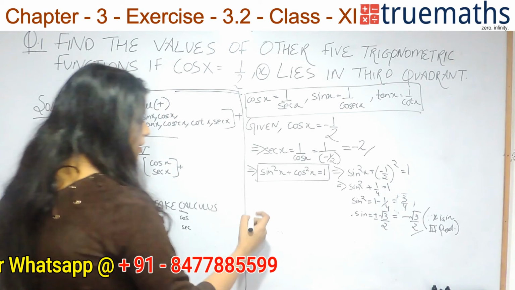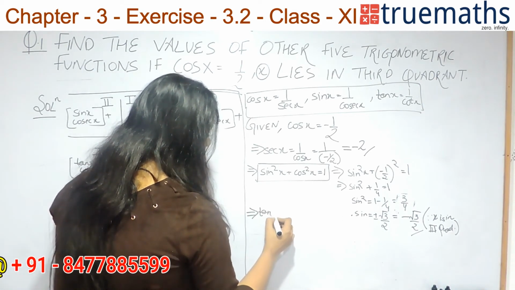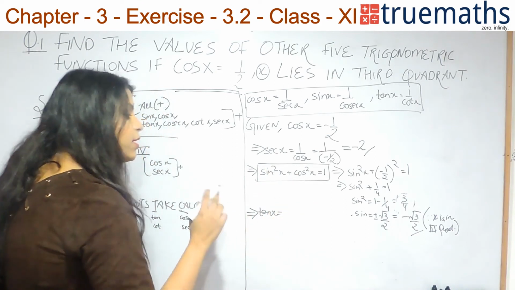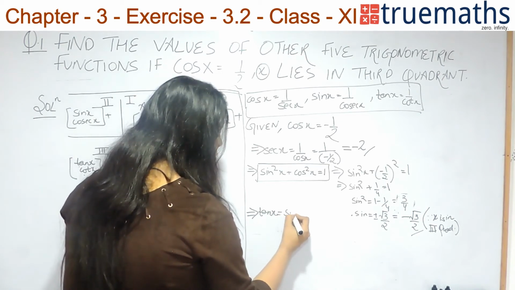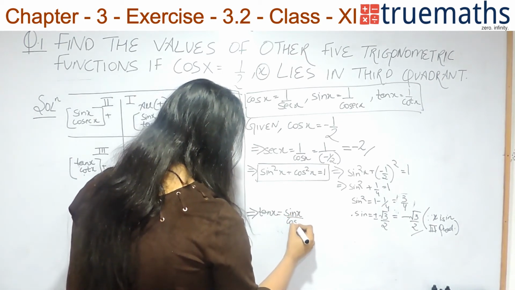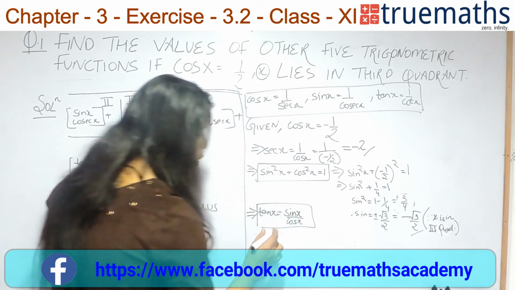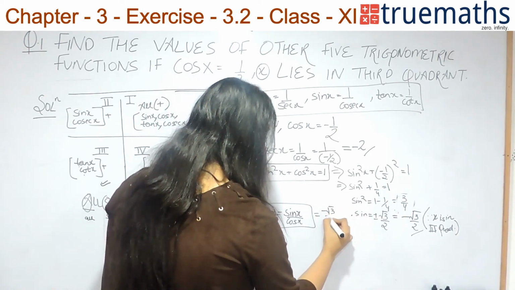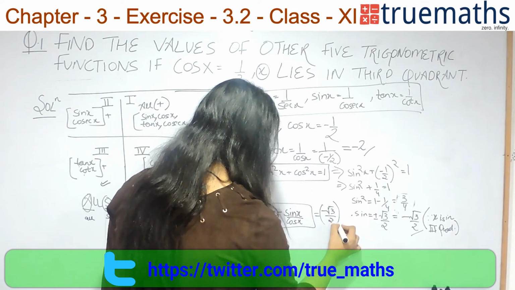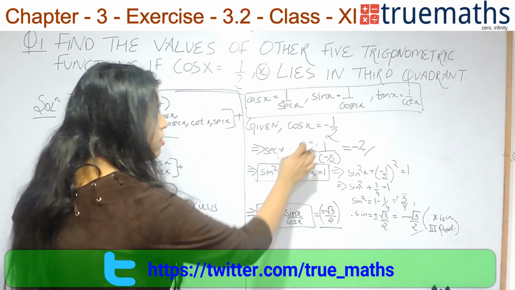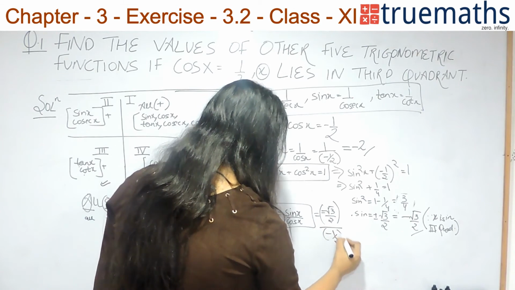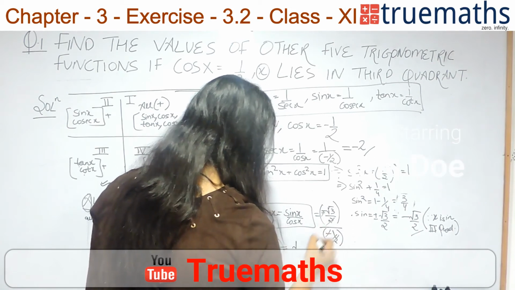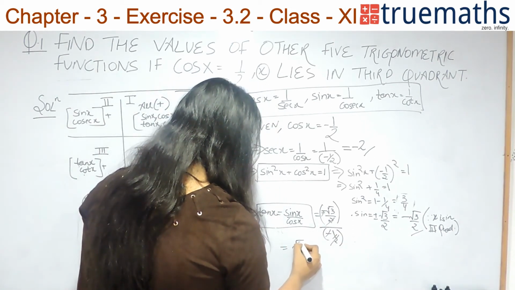Now let's find the value of tan x. Tan x is the reciprocal of cot x, but we don't know the value of cot x. There is one more relationship, that is tan x is sin x by cos x, right? So I can say that tan x will be sin x, which is our minus root 3 by 2, and what is our cos x? Cos x is minus 1 by 2. So this minus gets cancelled, this 2 gets cancelled. So I can say my tan x will be root 3.